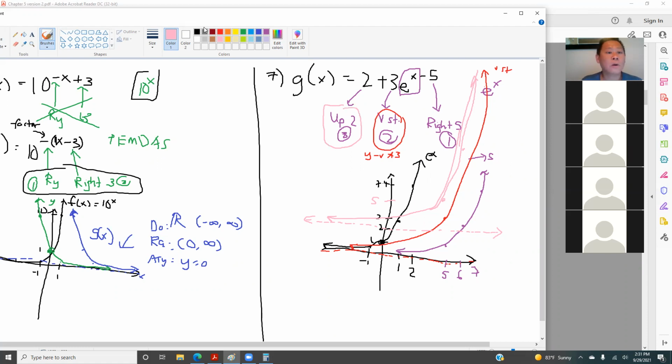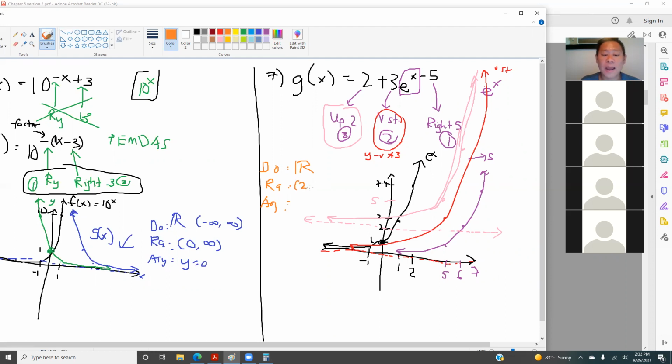Okay. So by looking at this pink line, can you tell me what is your domain, range, and your asymptote in this case? What did I tell you about exponents? What is the domain for any exponents that you have? All real numbers. So I don't care if it's e^x, 3^x, 10^x, it's all real numbers. Range, now range you have to watch carefully. So what is the lowest Y value you can have?